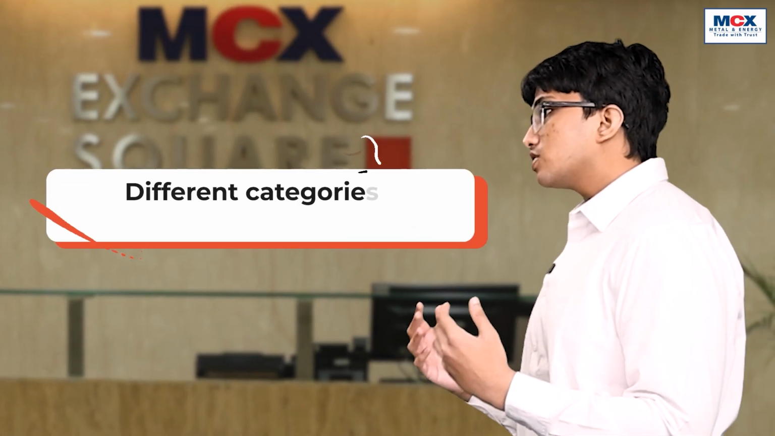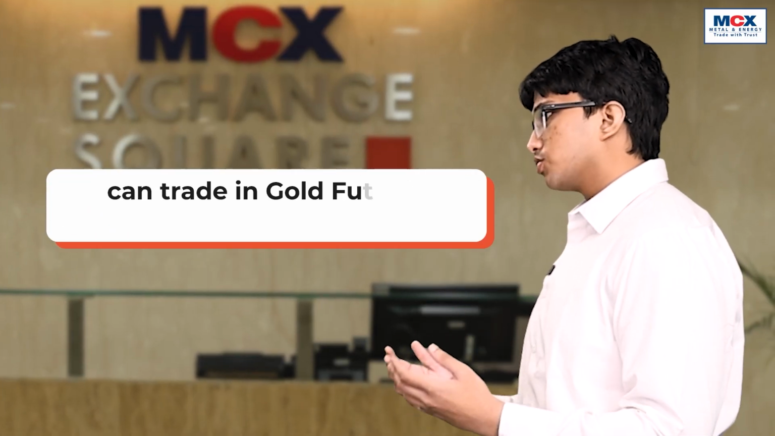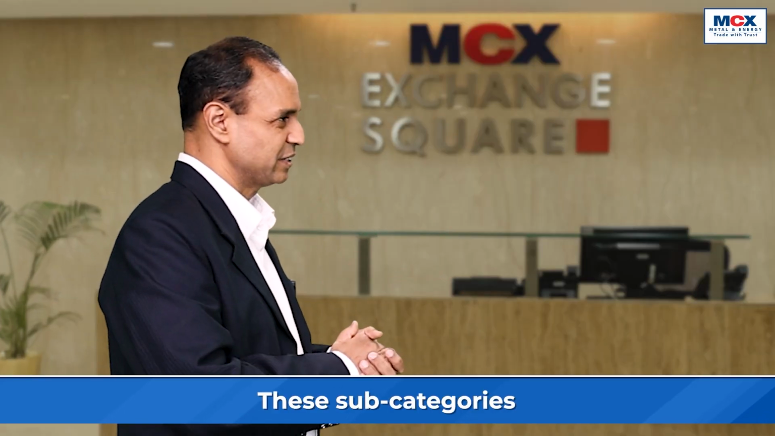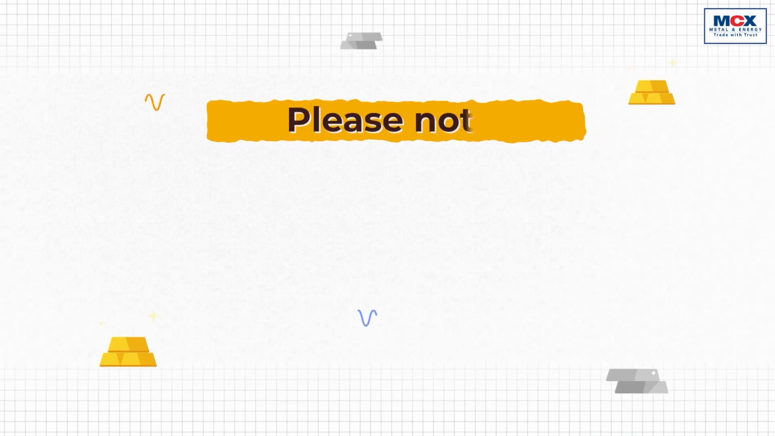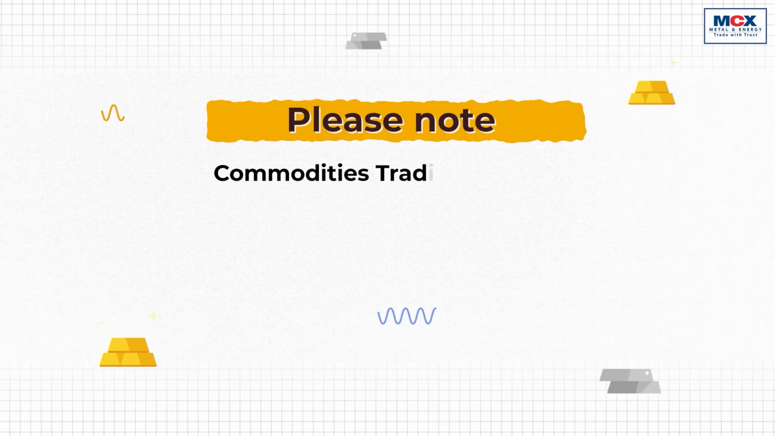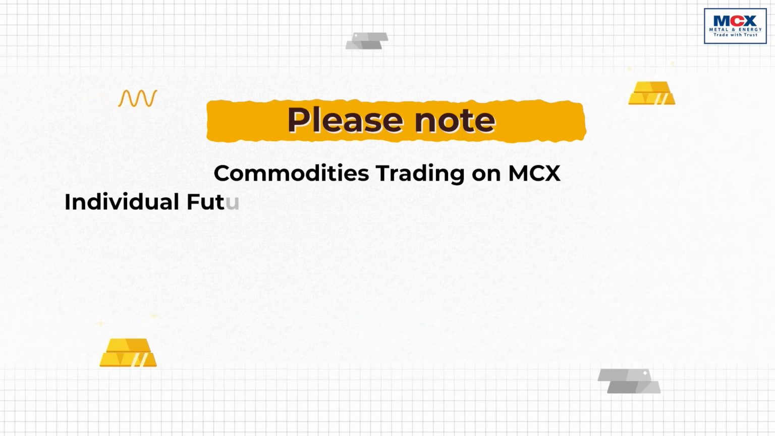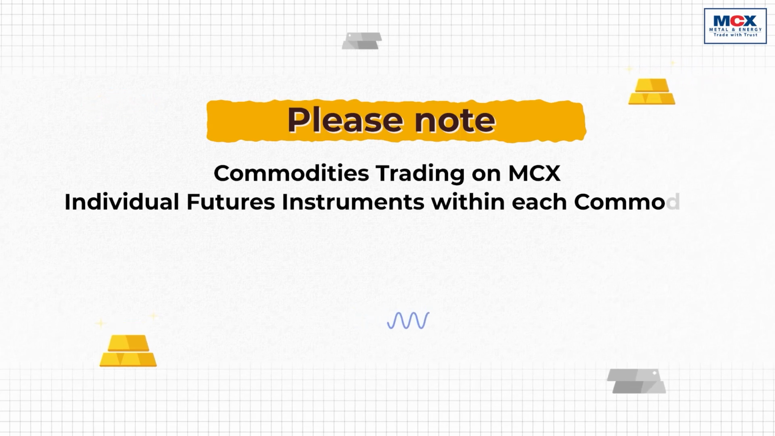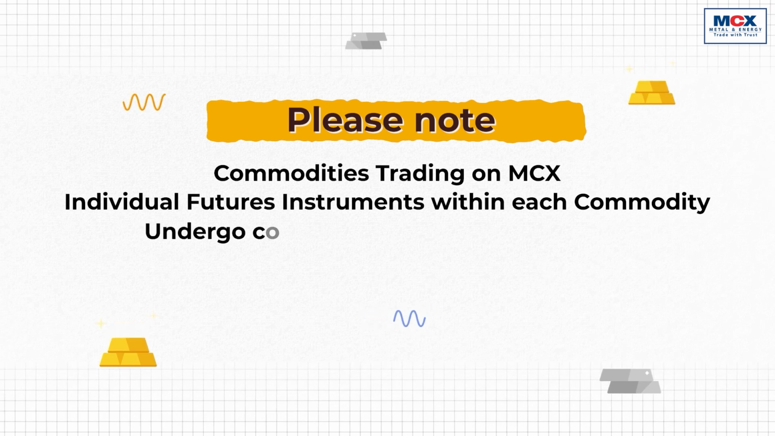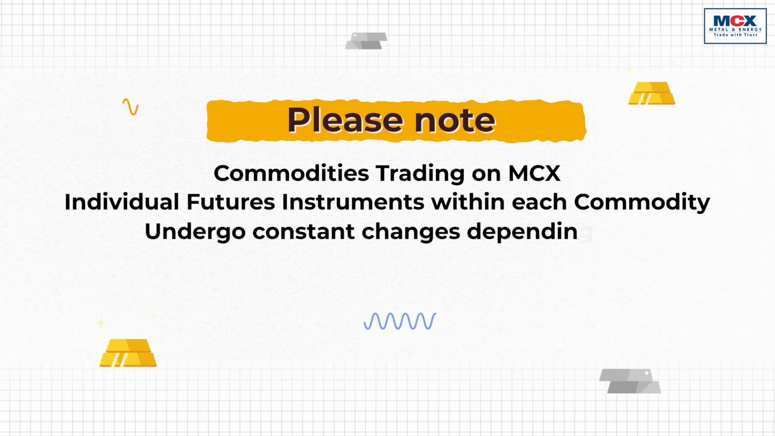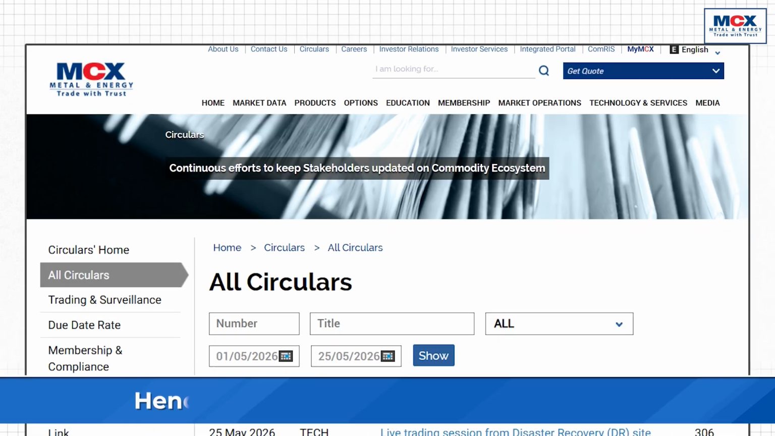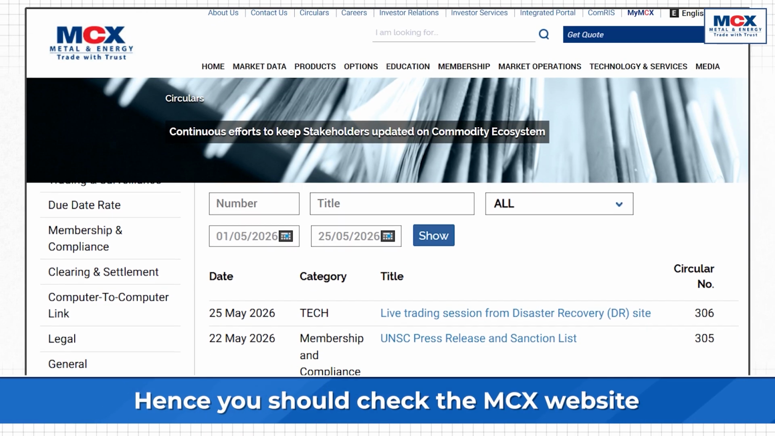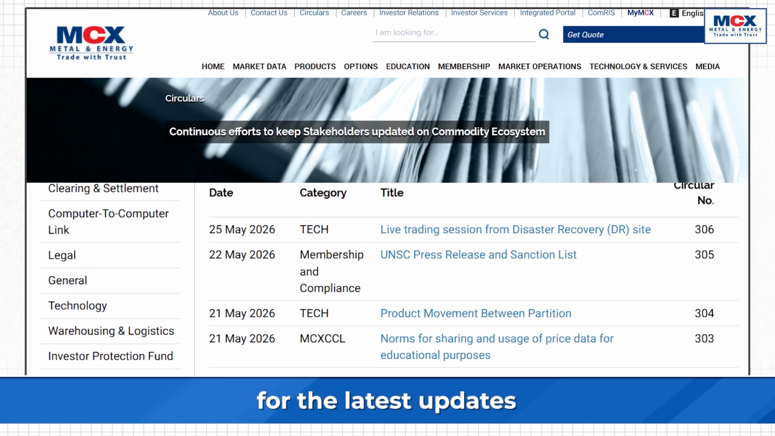So different categories of participants can trade in gold futures as per their requirements? Exactly. These subcategories make the market accessible to everyone. Please note that the commodities trading on MCX and individual futures instruments within each commodity undergo constant changes depending on market conditions and regulatory requirements. Hence, you should check the MCX website for the latest updates.